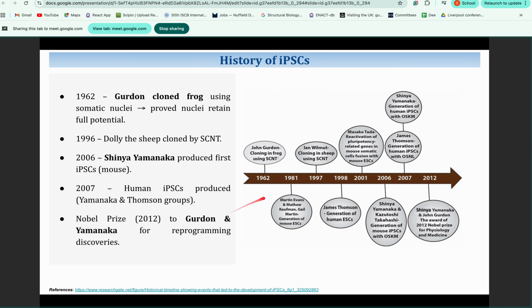There are certain years which are not mentioned here, but you can go through them. I have attached a paper, a review, in which the entire historical timeline showing the events that led to the development of iPSC is mentioned. So you can read in detail how these events progressed and how the iPSCs were developed.